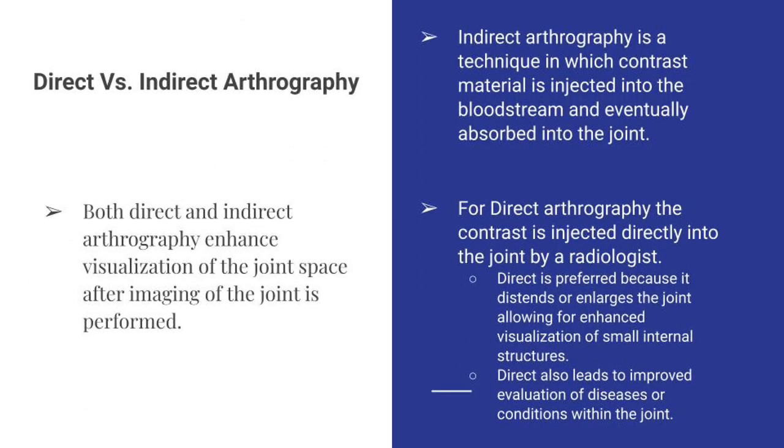Direct versus indirect arthrography. Both direct and indirect arthrography enhance visualization of the joint space after imaging of the joint is performed. Indirect arthrography is a technique in which contrast material is injected into the bloodstream and eventually absorbed into the joint. For direct arthrography, the contrast is injected directly into the joint by a radiologist. Direct is preferred because it distends or enlarges the joint, allowing for enhanced visualization of small internal structures. This also leads to improved evaluation of diseases or conditions within the joint.